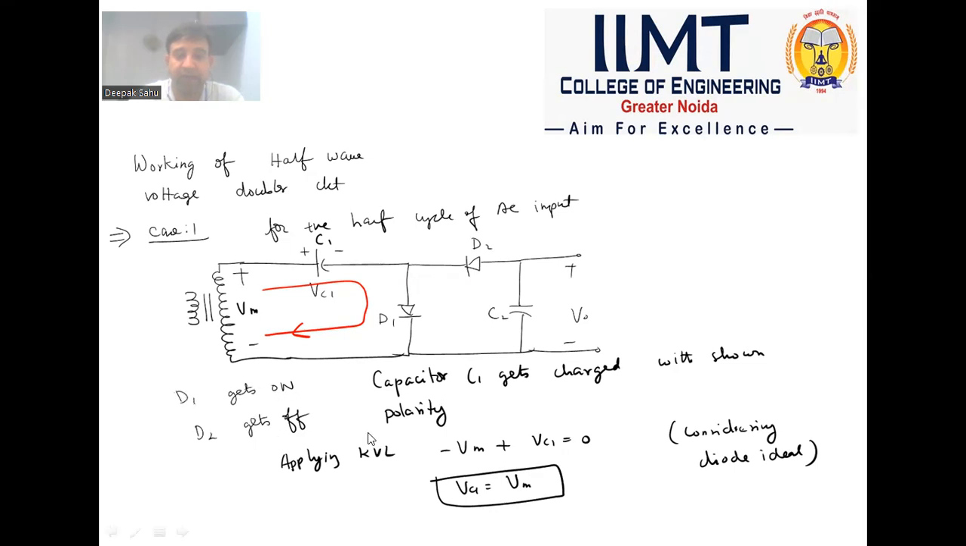So D1 gets on, D2 gets off, capacitor C1 gets charged. As we know, current entry direction is taken to be positive and current leaving direction is taken to be negative. So applying basic KVL, we have obtained Vc1 equals Vm. So after the first positive half cycle, charge gets stored on capacitor C1 with the given polarity. Now, as we can clearly see, the final output is taken across V0. So another cycle is needed so that capacitor C2 gets charged.